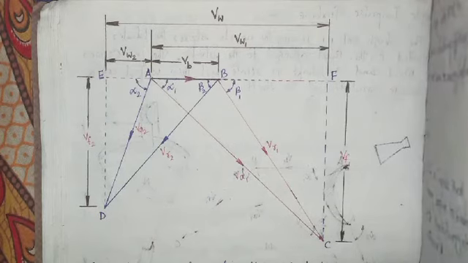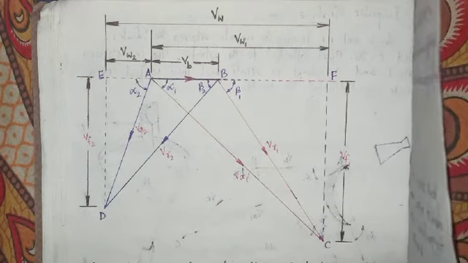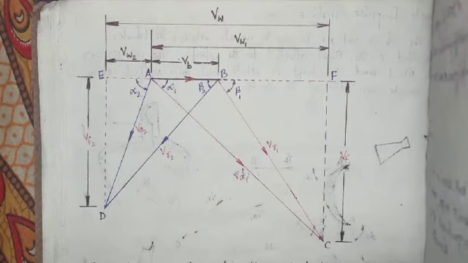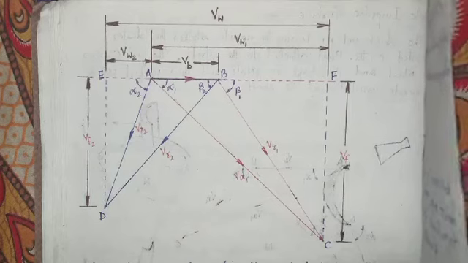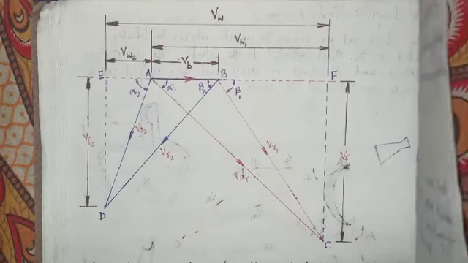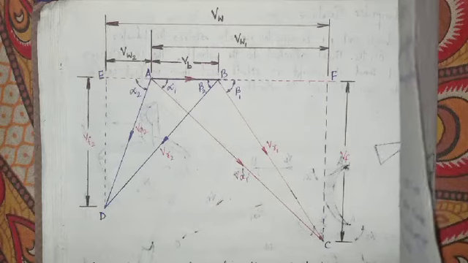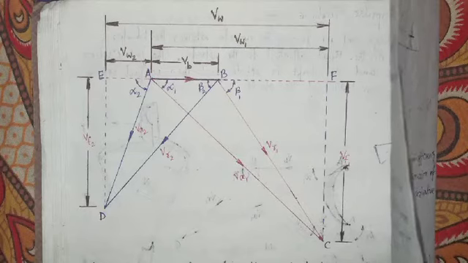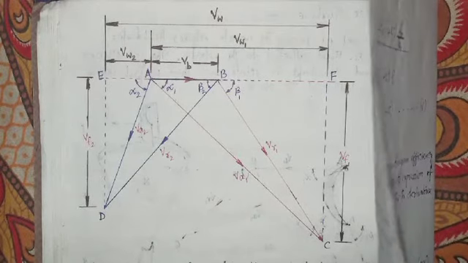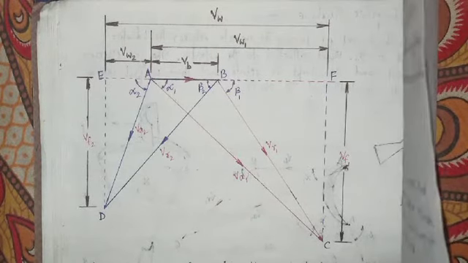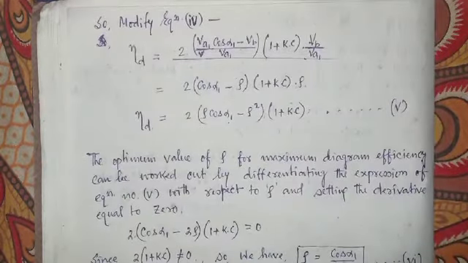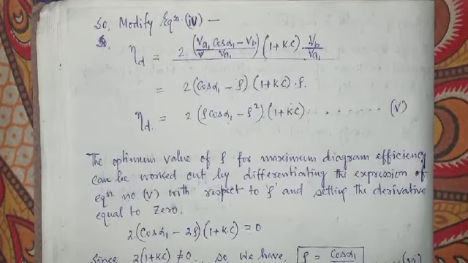Now, assuming alpha 1, K and C to be constant, mind it, alpha 1, K and C to be constant, the diagram efficiency depends on the value of the blade speed ratio only, that is rho. Now the optimum value of rho for maximum diagram efficiency can be worked out by differentiating the expression.